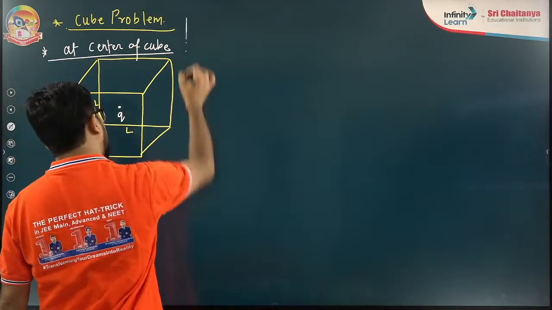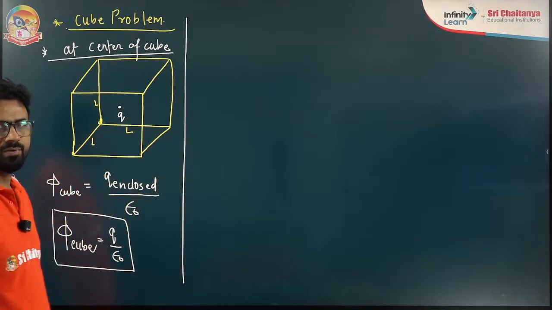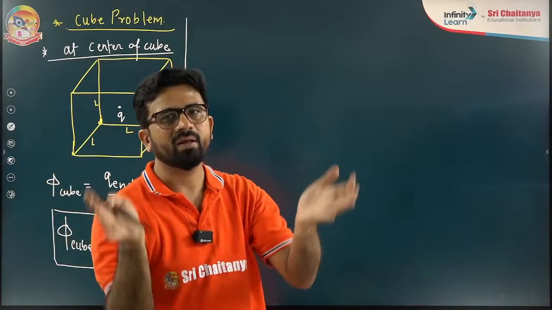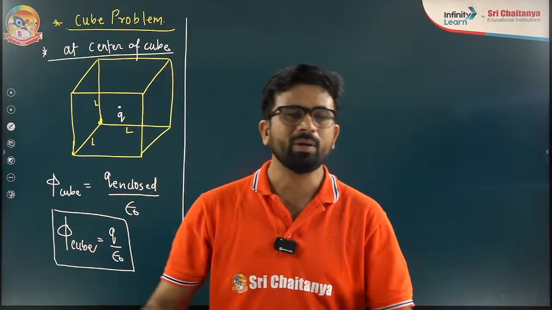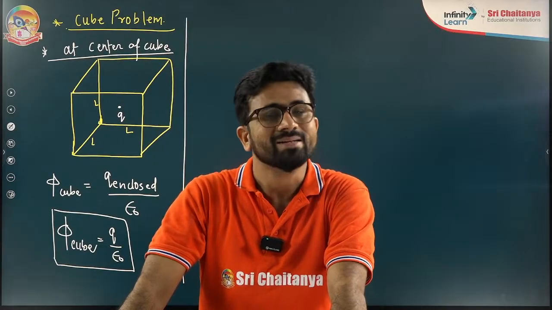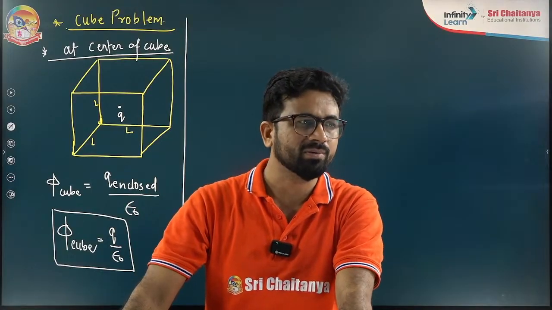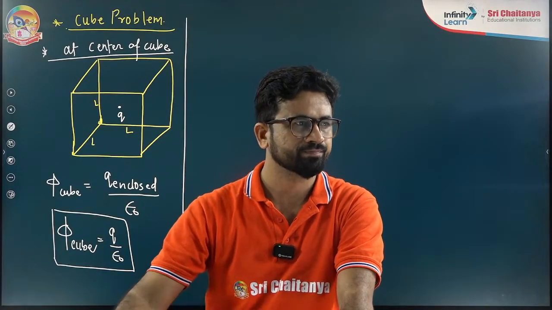Now a very basic question comes to us. Sir, how many faces are there in a cube? How many surfaces are there in the cube? There are 6 surfaces. How many surfaces, beta? 6 surfaces. At the center of the cube, what is placed? A charge.